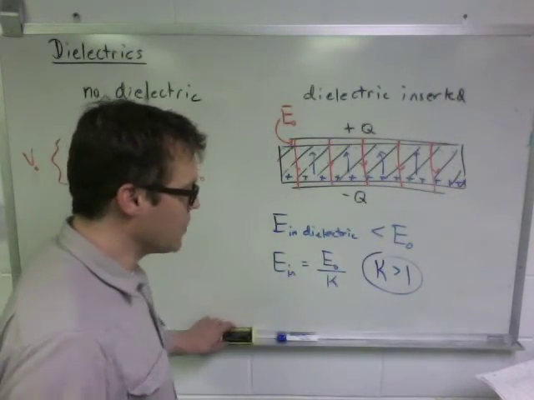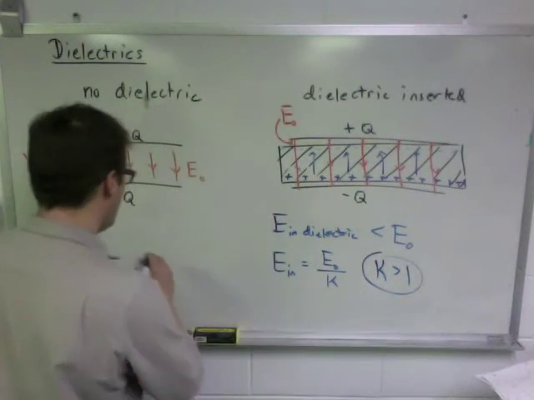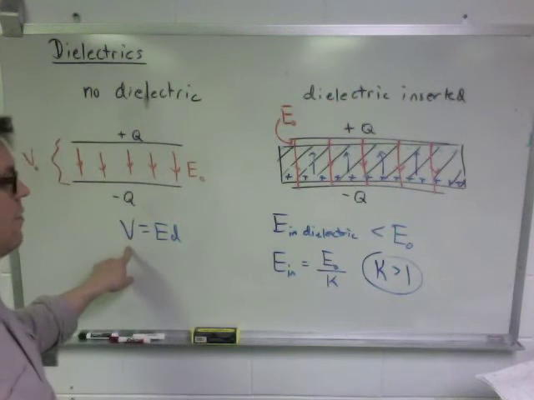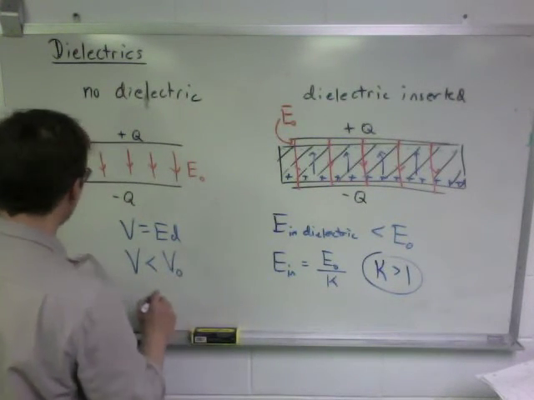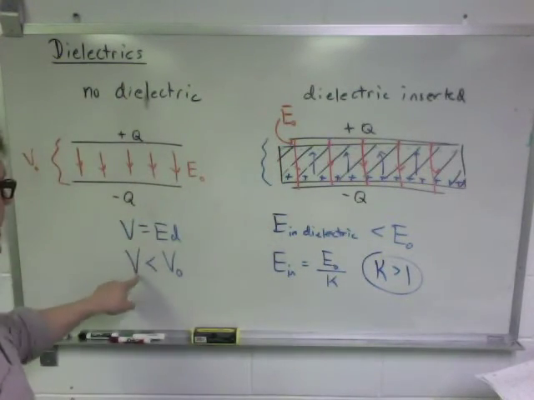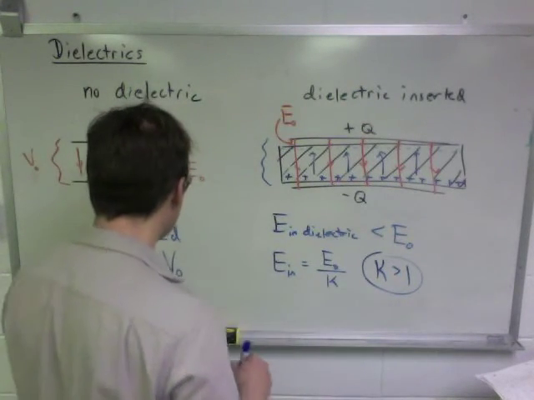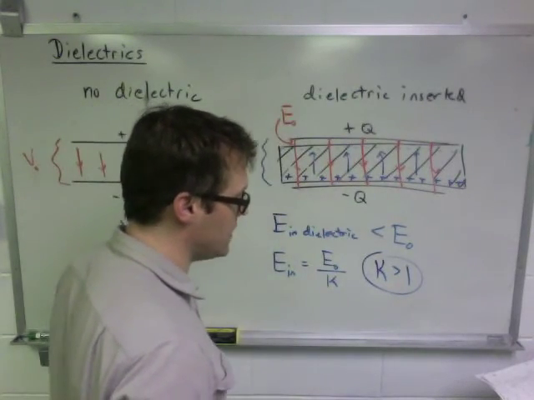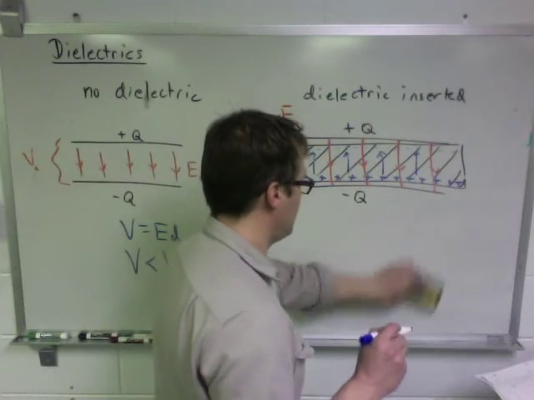So, if the electric field between the plates goes down, then since V equals E times D, if E goes down, then V goes down. That means V is going to be less than V0. That is, the potential difference between the plates in this scenario is going to be less than the original potential difference between the plates. In fact, it's going to go down also by a factor of kappa, because I haven't changed D.